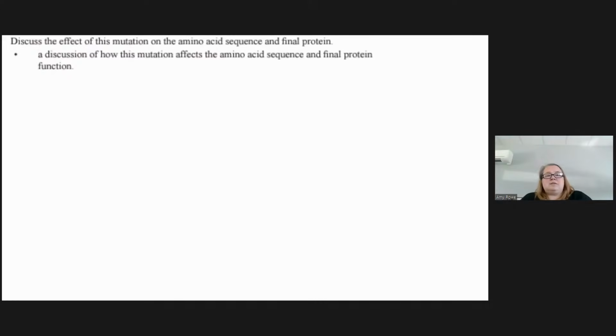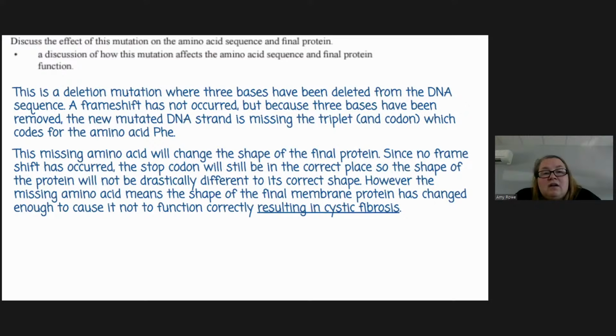Okay, so last point, discussion of how this mutation affects the amino acid sequence and the final protein function. So we mentioned that we are not dealing with a frame shift here. So the effect on the amino acid sequence is reasonably minor. We have lost one amino acid, but there must still be an effect on the protein's function, because we were told at the start of the question that the particular mutation we were looking at causes cystic fibrosis. So even though there is only a small change to the amino acid sequence, it does still have a significant effect on the phenotype, causes cystic fibrosis.